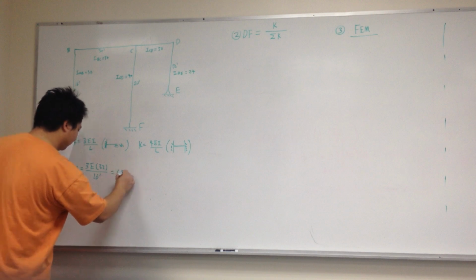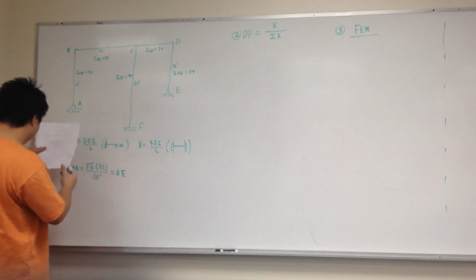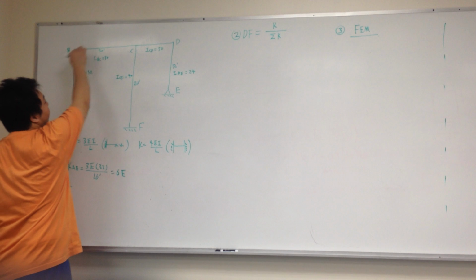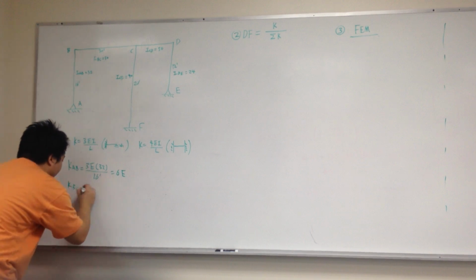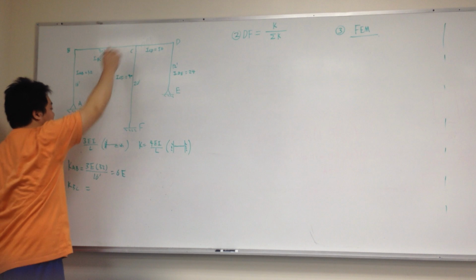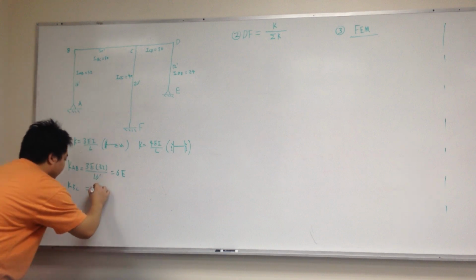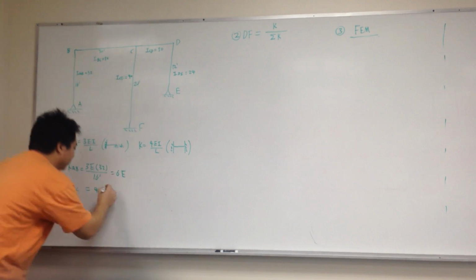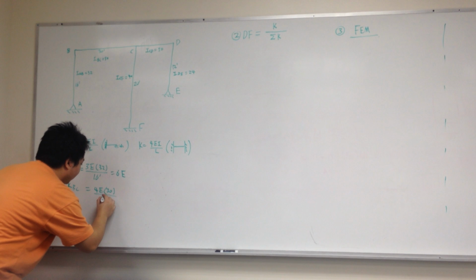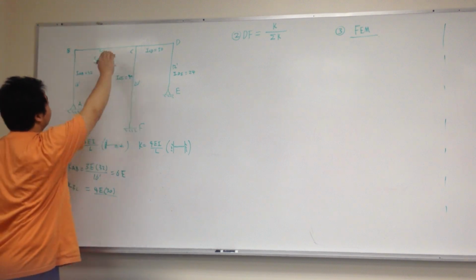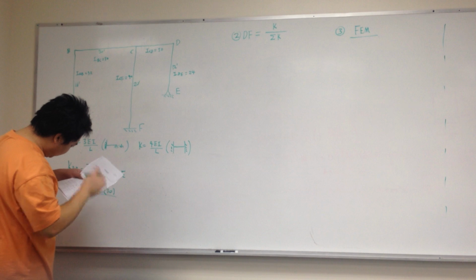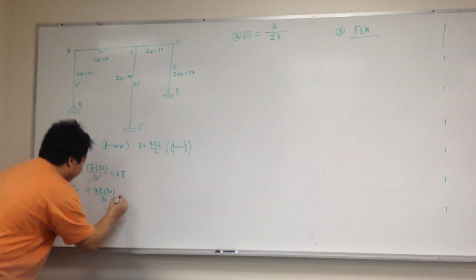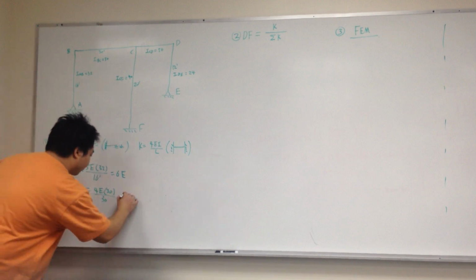And you're going to have 6E, if you divide this by that. And for KAB we have it, so now BC. BC is fixed and fixed, so you're going to have 4E times the I for BC, which is 30, divided by the length. No, I'm sorry, 30 and 30. The length is 30 feet. So this one you're going to have 4E.